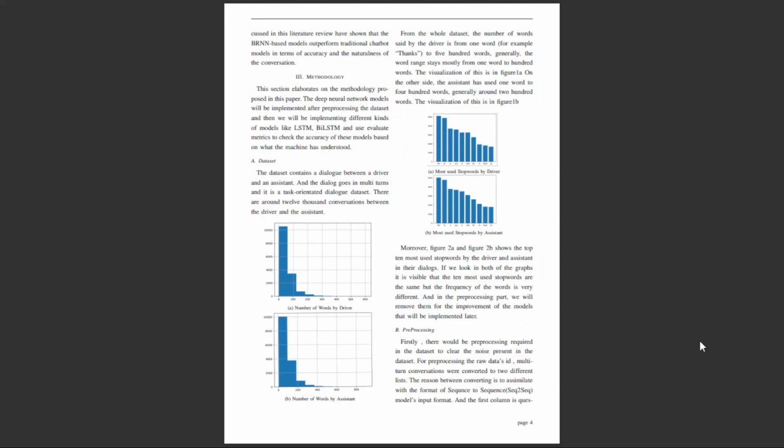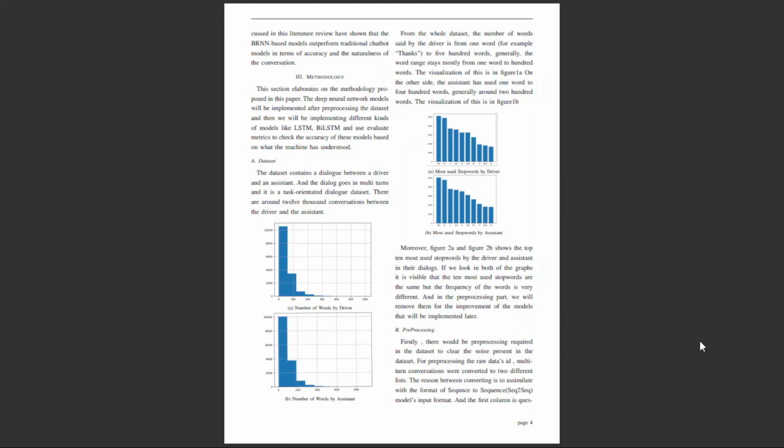From the dataset, the number of words said by the driver seems to range from one word to 500 words, which in general stays mostly around 100 words. On the other side, the assistant has used one word to 400 words, which are generally around 200 words.